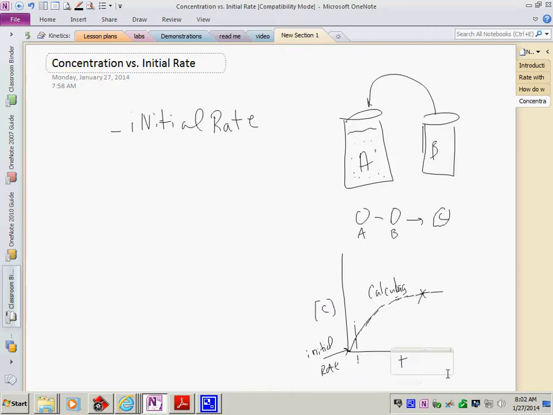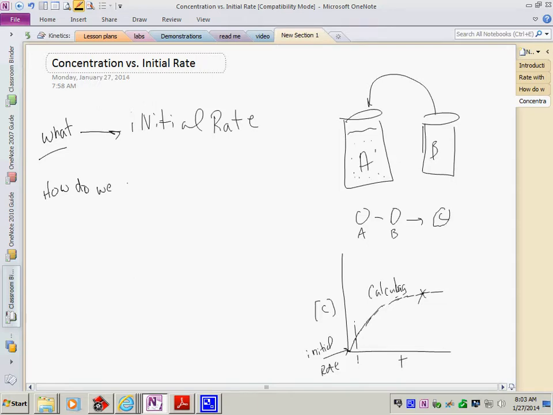Now, the initial rate, how do we calculate it? One, we want to know what the initial rate is and why it is important. We kind of talked about that just now. And two, how do we calculate it? For this, we use what's called a rate law expression.